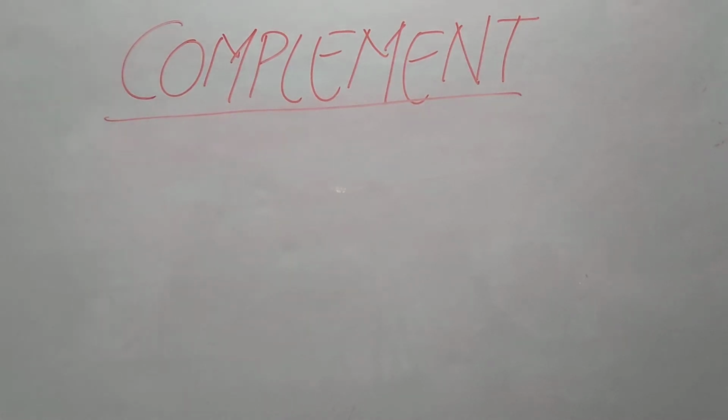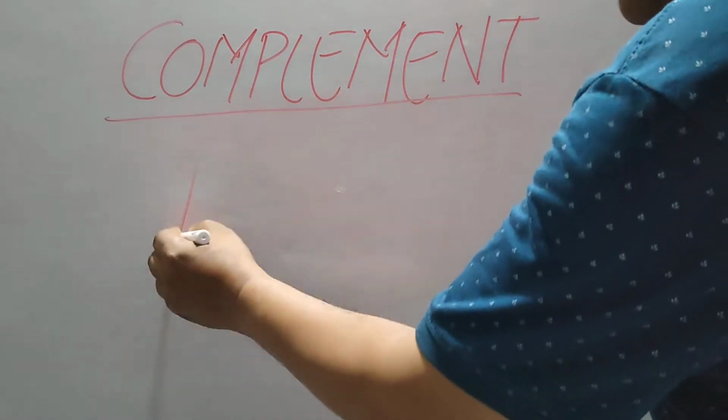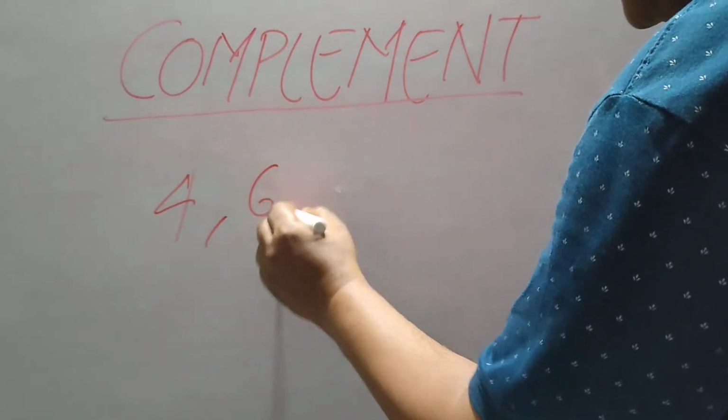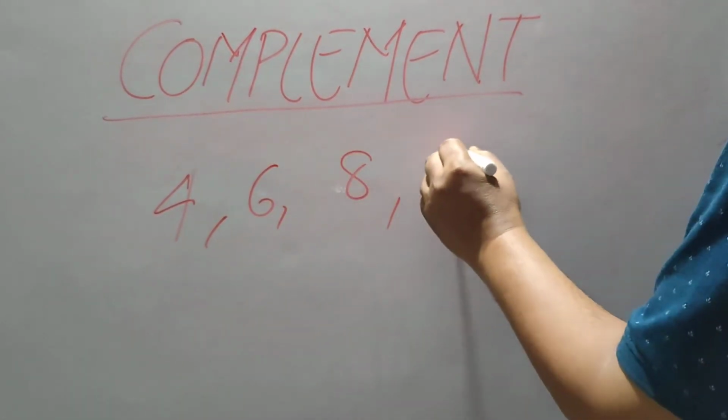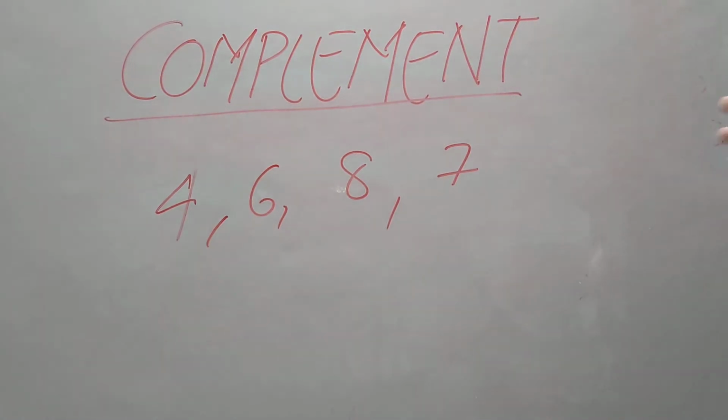Hello friends, today I will discuss with you the second basic concept of Vedic mathematics. It is known as complement. Complement means that number which when added to a number will give its base. Suppose the number is 4, number is 6, number is 8, number is 7. I have to find the complement of these numbers.